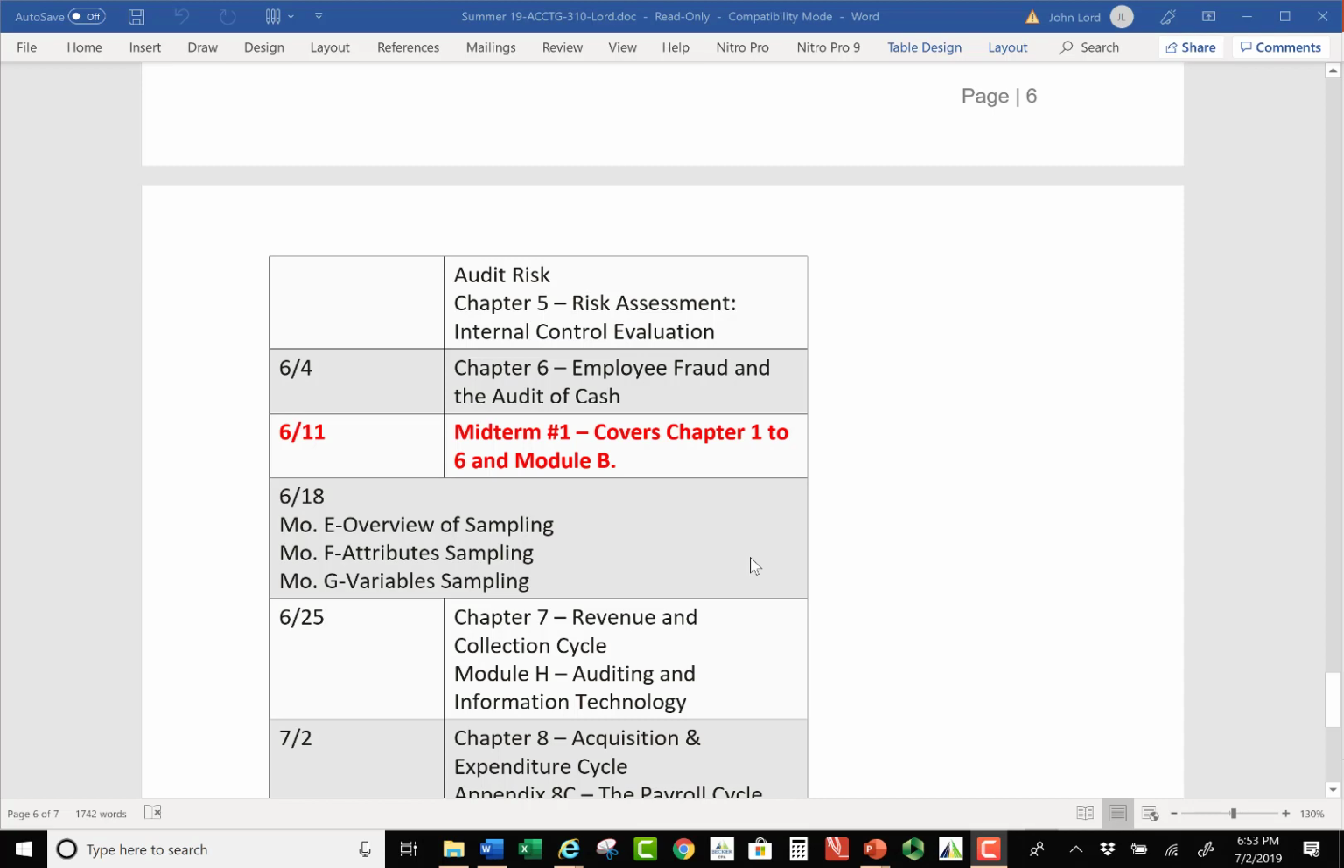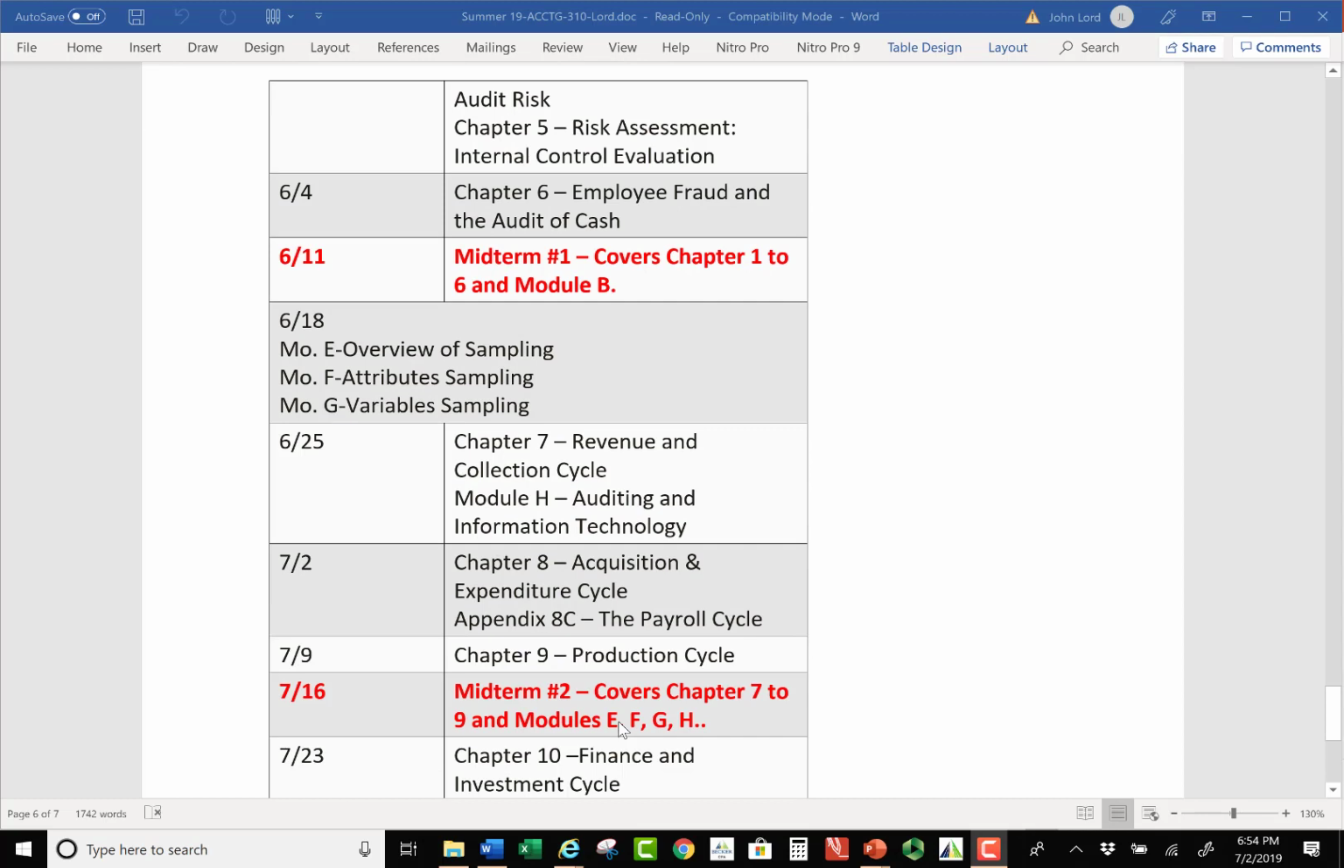We'll get into chapter 7, chapter 8, or module H, I should say, Auditing and Information Technology. We kind of covered that back in chapter 3, so I'm going to review those slides again from chapter 3 just so you can see where we have talked about that already. And then we've got chapter 8 and 8C that was scheduled for today. I'm not going to grind you through 4 chapters, don't worry. So we won't do that today.